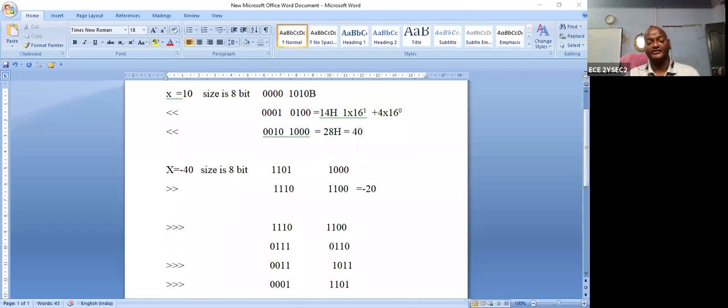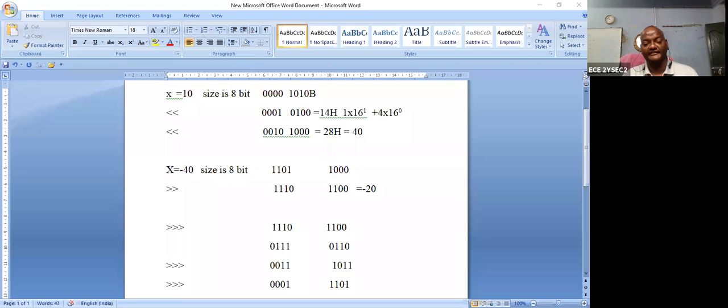Okay, let us take 10. 10 is equal to 1, 0, 1, 0. Shifting right, what happened? 0, 1, 0, 0, which stands for 4. Again, shifting right, 0, 1, 0 stands for 2. So you get 10 divided by 4. So 10 is divided by 2 to the power of the number of times you are shifting right, that is 2 square. So 10 divided by 2 square.